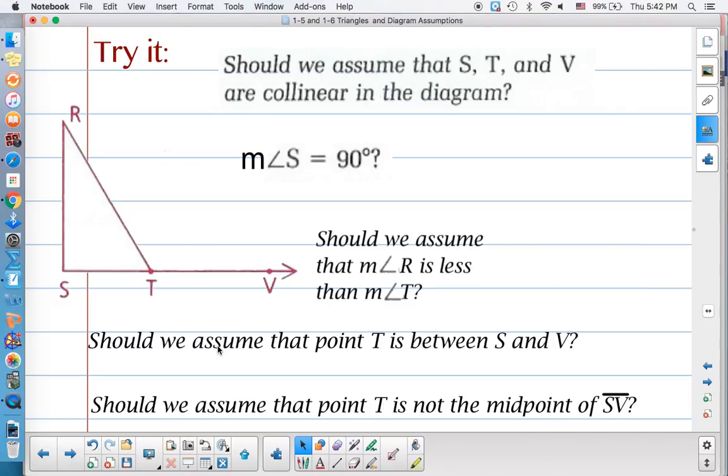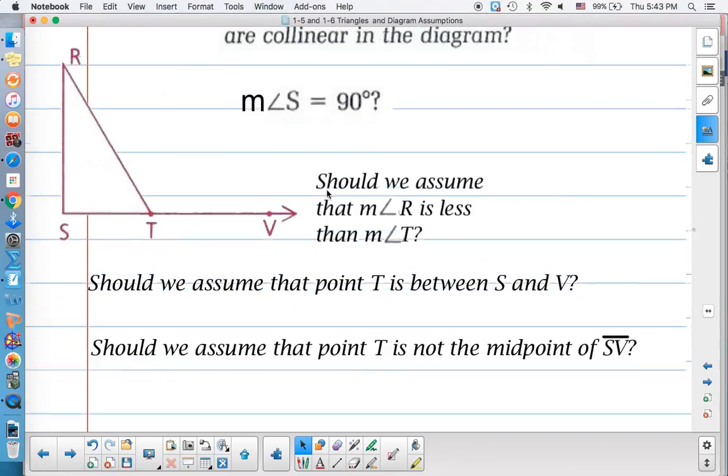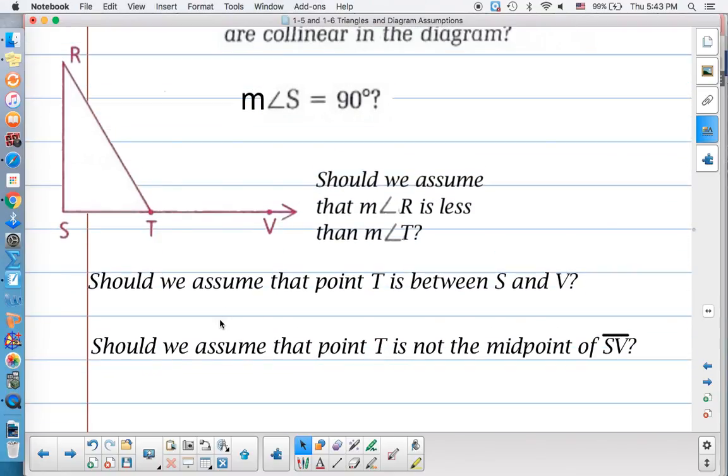So should we assume that points S, T, and V are collinear? Yes. Should we assume or know that the measure of angle S in the diagram is 90 degrees? No. Should we assume that the measure of angle R is less than the measure of angle T? No, we have nothing to support that it is or isn't true. So we don't know. Same with this, we have nothing to tell if that measurement of angle S is truly 90 or not. Should we assume that point T is between points S and V?